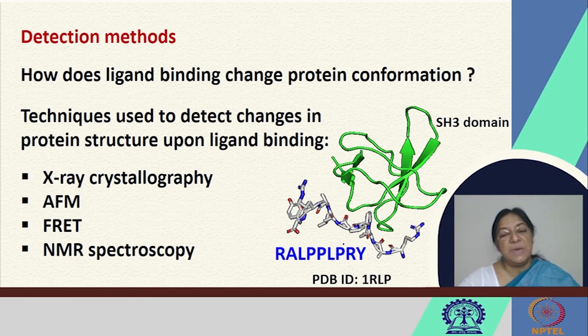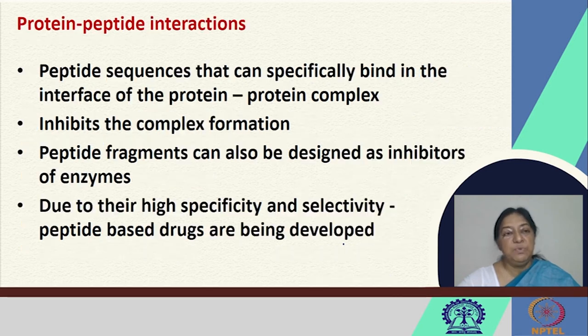And these detection methods are going to lead us to better peptide mimetics, to better understanding of our protein-protein interfaces and protein-peptide interfaces. So the peptide sequences that can specifically bind in the interface of the protein-protein complex, a knowledge of that will help us to design inhibitors of enzymes that are going to inhibit the complex formation. And because of their high specificity and selectivity, these peptide-based drugs are being developed.